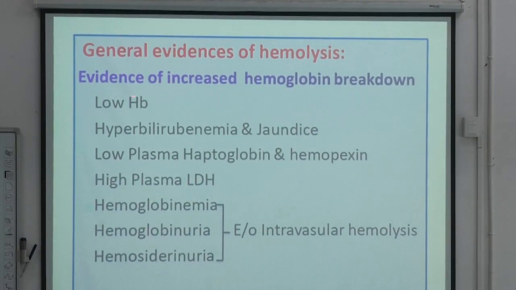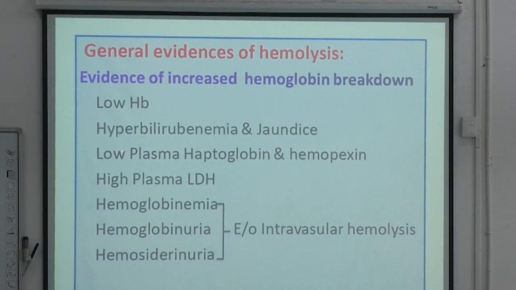So there will be low hemoglobin, there will be hyperbilirubinemia and jaundice. What type of jaundice or what type of hyperbilirubinemia? Unconjugated hyperbilirubinemia will be there. It may be mild or it may be moderate. So there is jaundice, low plasma haptoglobin and hemopexin, high plasma LDH. So these are the features which we can get in cases of hemolytic anemias.